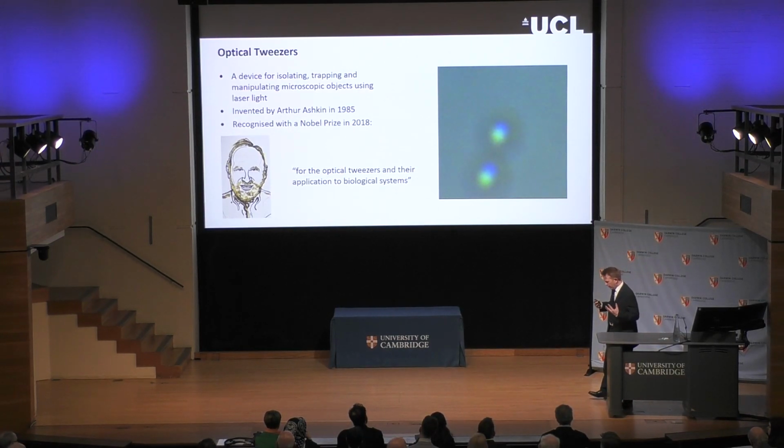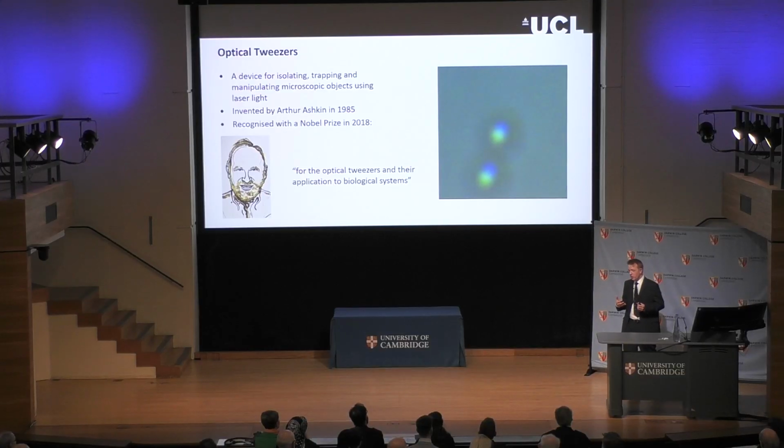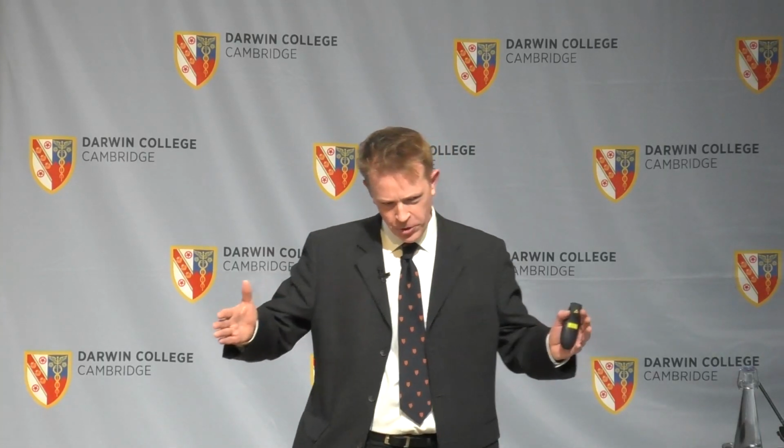The device itself was invented by this man. This is Arthur Ashkin, and he's going to feature several times in the talk. He made the first demonstration of optical tweezers back in 1985, and this was recognized with the award of a Nobel Prize, actually a half share of the Nobel Prize. The other half went to Gérard Mourou and Donna Strickland for chirped pulse amplification that year. And his citation was for the optical tweezers and their application to biological systems.